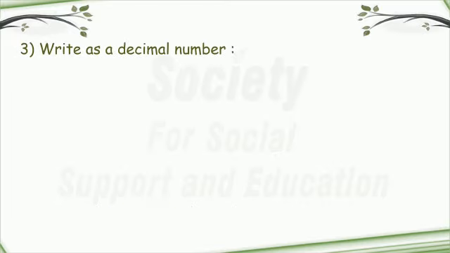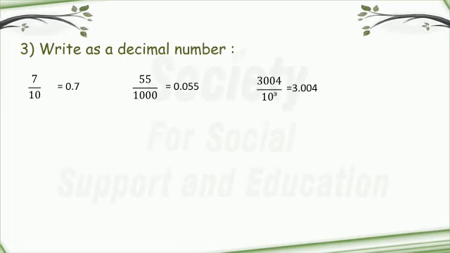Write as a decimal number. We have 7 over 10. We can write it as the decimal number 0.7, since we have one zero in our denominator, so we have one number after the point. Then we have 55 over 1000. We can write it as 0.055, since we have 3 zeros in our denominator, so we have 3 digits after the point. Then 3004 over 10 to the power 3, so we will have 3.004.